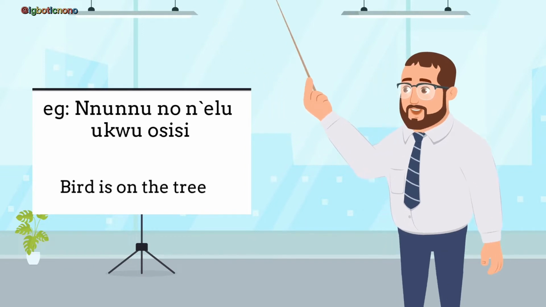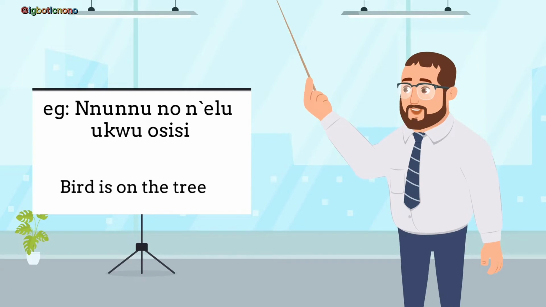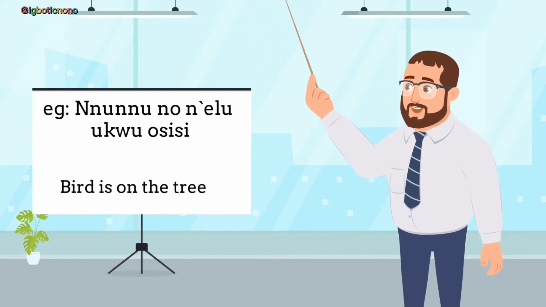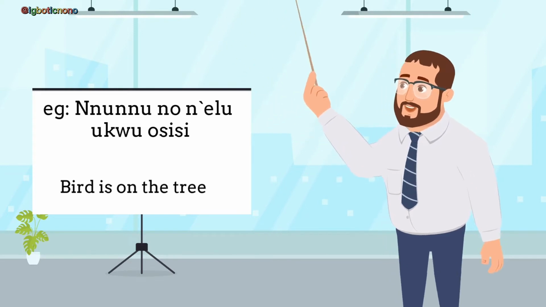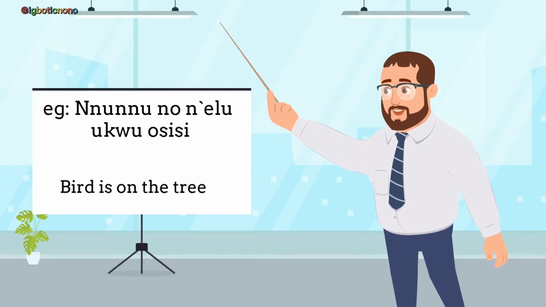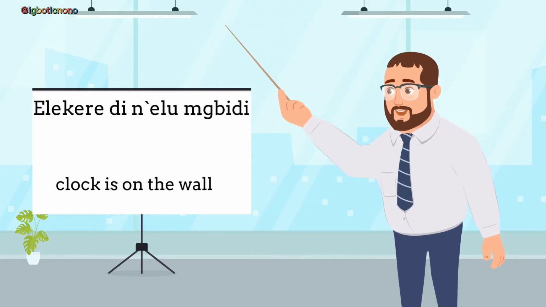An example here is nnụnụ nọ n'elu ukwu osisi. Bird is on the tree.